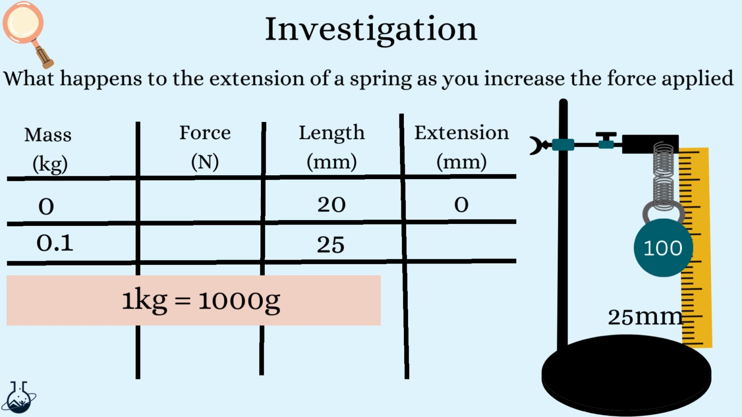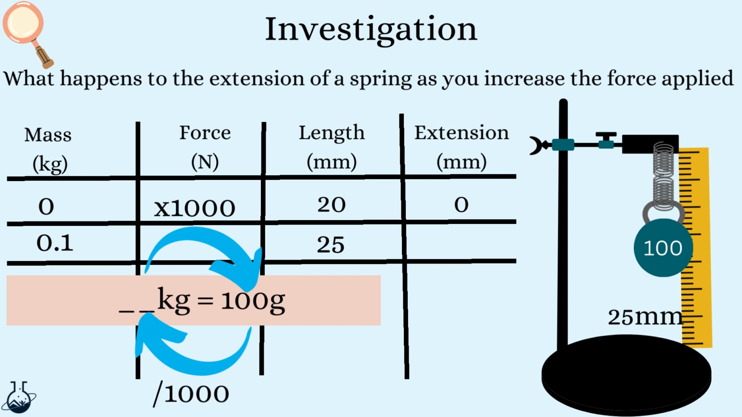Now a quick side note, although we're adding 100 grams of mass, we need to convert this to kilograms for calculations later. So we know that 1 kilogram is the same as 1,000 grams. If I want to convert kilograms to grams, I multiply by 1,000. So if I want to go from grams to kilograms, I divide by 1,000. In my case, I have added a small 100 gram mass onto my spring, and I want to convert it into kilograms, so I need to divide it by 1,000, which gives me 0.1.